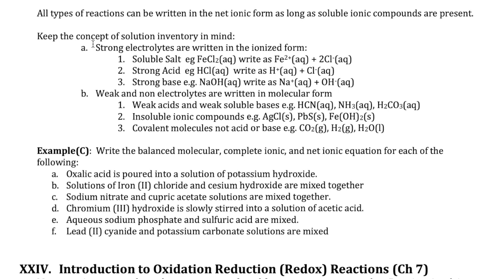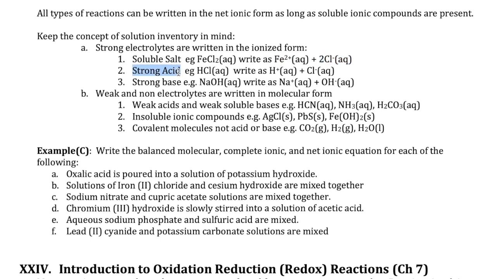Well, we just said that anything that's an aqueous ionic compound should be separated, right? But there's a little bit of a fine point about this, and this is highlighted in this portion right here. Anything that is a strong electrolyte should be written in the ionized form, meaning that they have to be separated. So a soluble salt, based on your solubility rules, would be written as separated ions. So here's an example. Iron 2 chloride should be written as iron 2 aqueous and chloride aqueous. And since there's 2 chloride, we would write it as this.